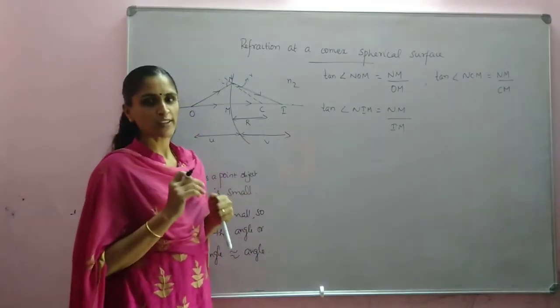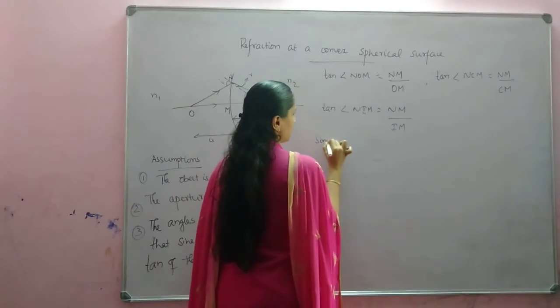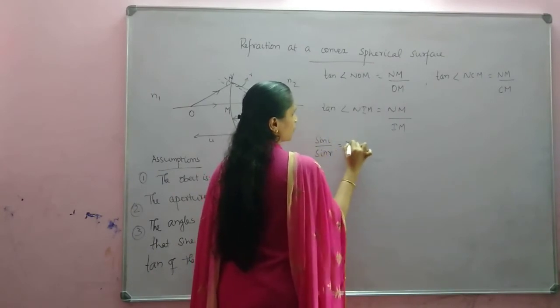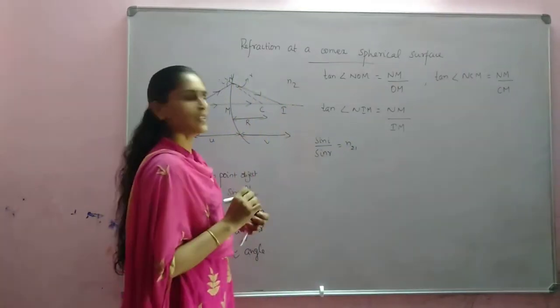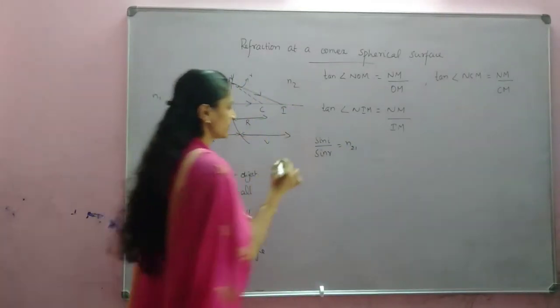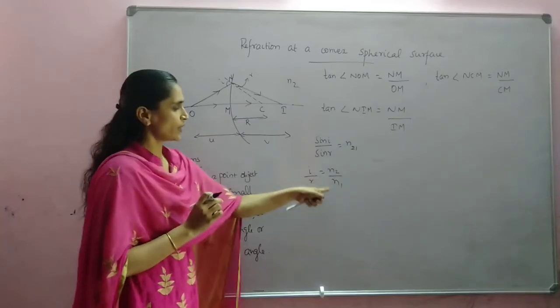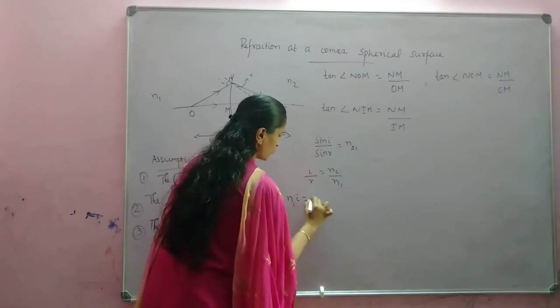Now we know Snell's law. What is Snell's law? Sin I by sin R is equal to N2 by N1. For small angles, sin theta is equal to theta. So we can write I by R is equal to N2 by N1, or N1 I is equal to N2 R.